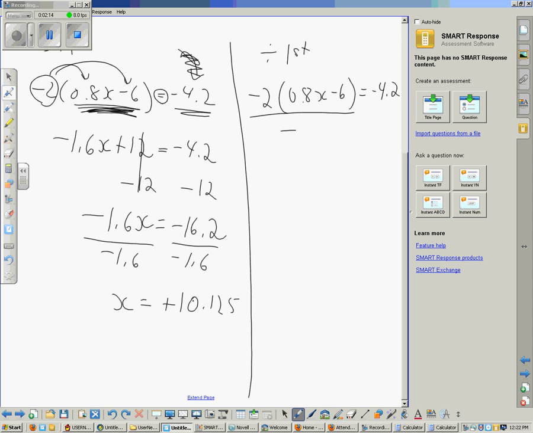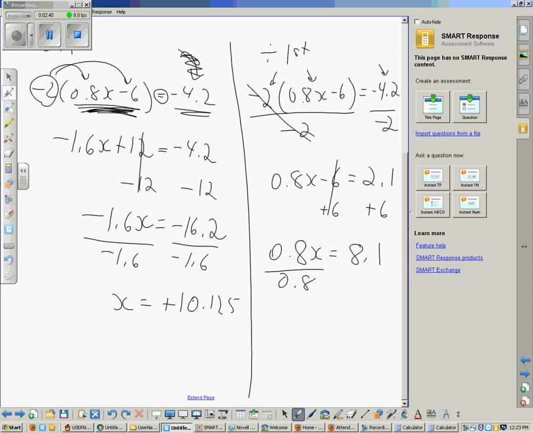We divide both sides by -2, because if -2 groups of this is equivalent to this, then dividing it by -2, one of these groups is going to be equal to half as much, which is 2.1. I'm going to add 6 to both sides, 0 pair. 0.8x is equivalent to 8.1.